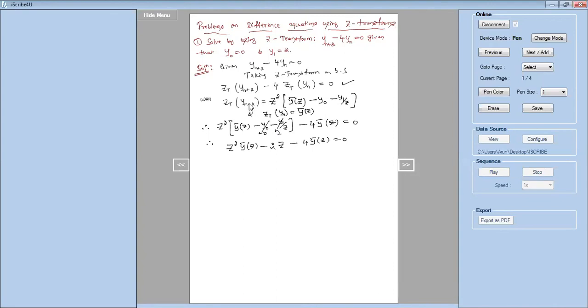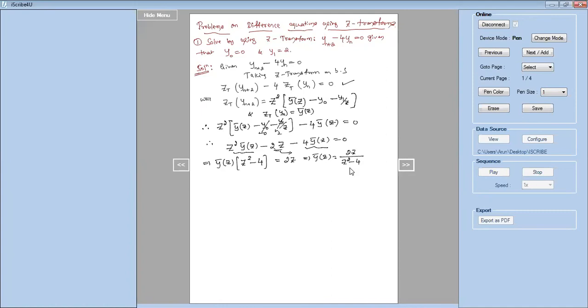So this is how we can take Z transform on both sides, use the formula and initial conditions, and simplify. Now from the first term and the last term, I can take y bar of z common, so I get y bar of z into z square minus 4. The term which is free from y bar, I'll take to the right hand side, so it becomes plus 2z. So y bar of z is equal to 2z divided by z square minus 4.